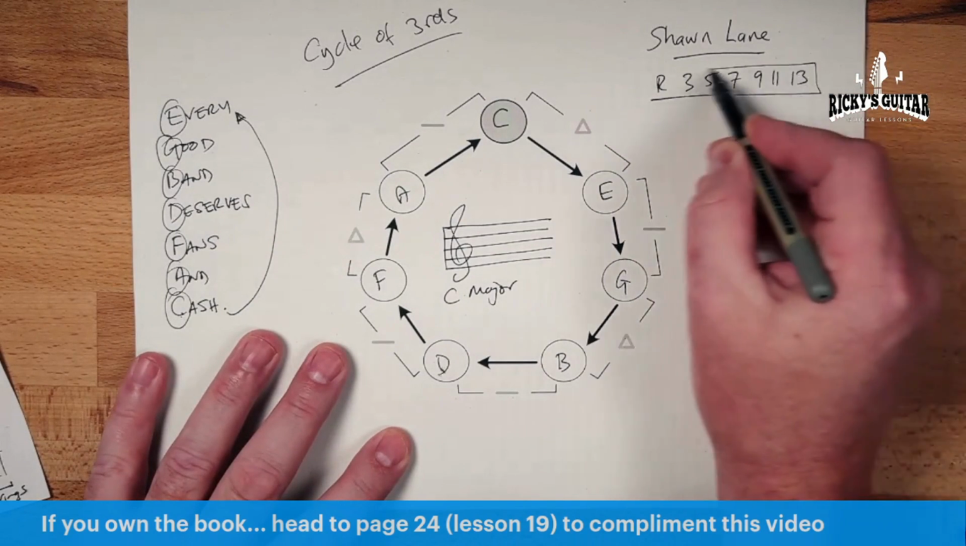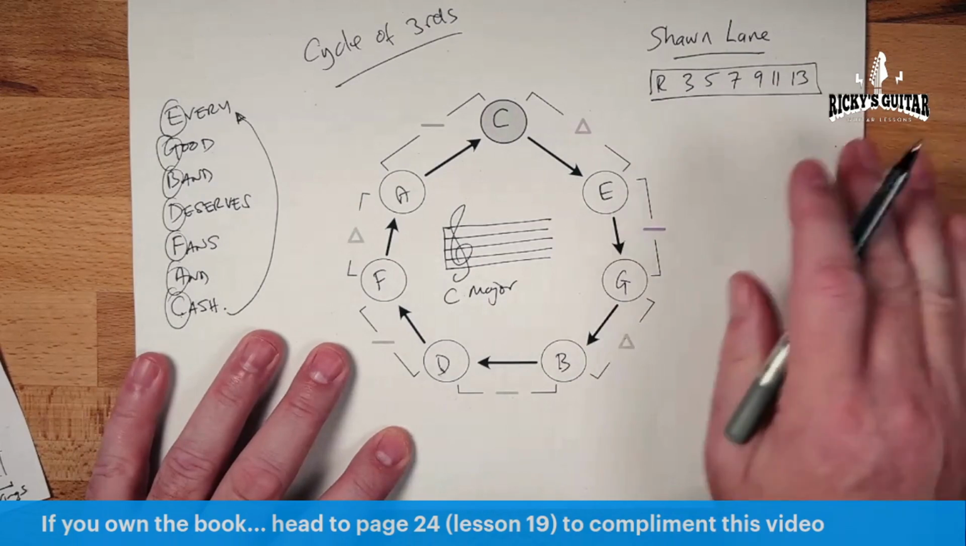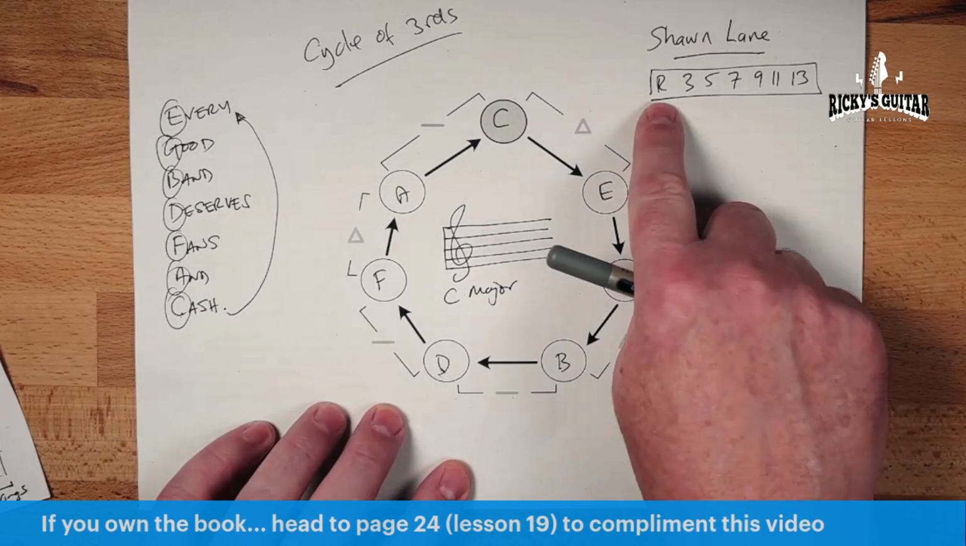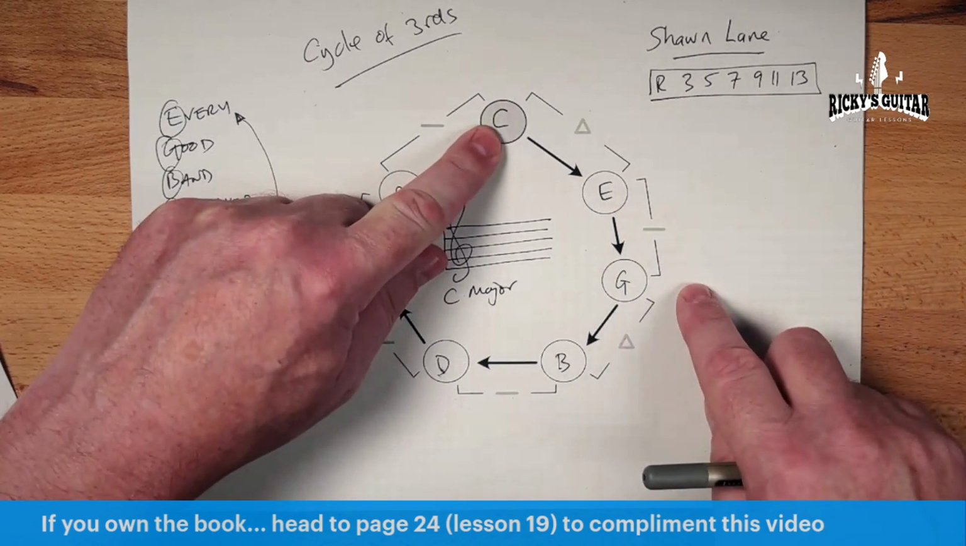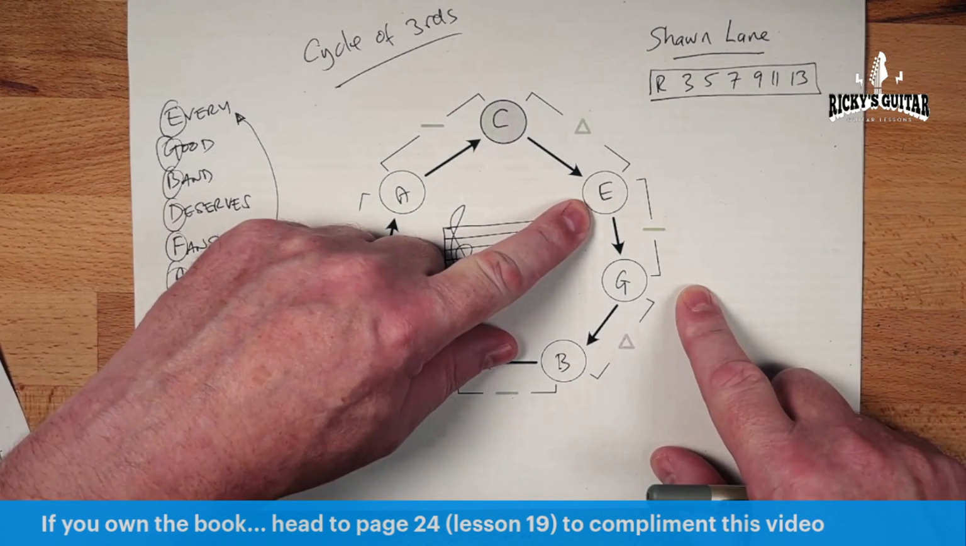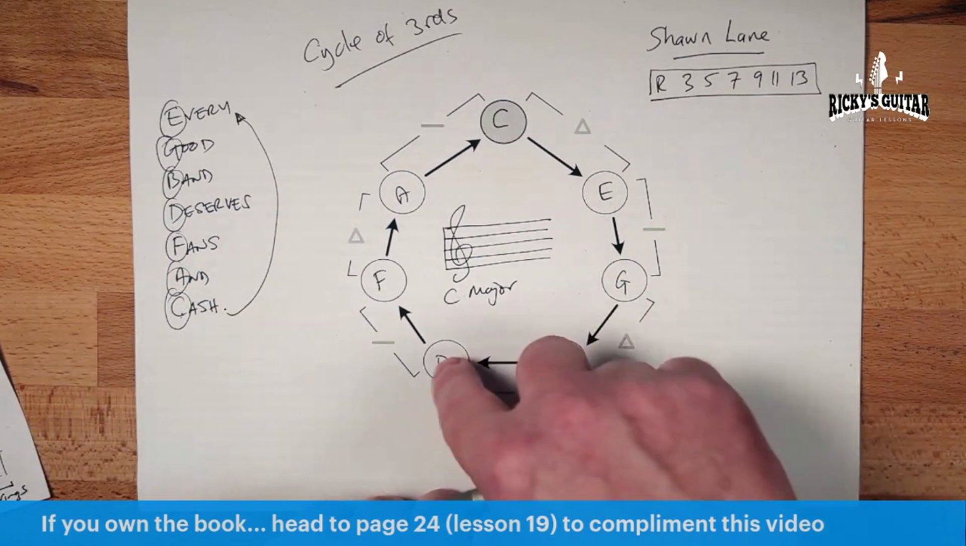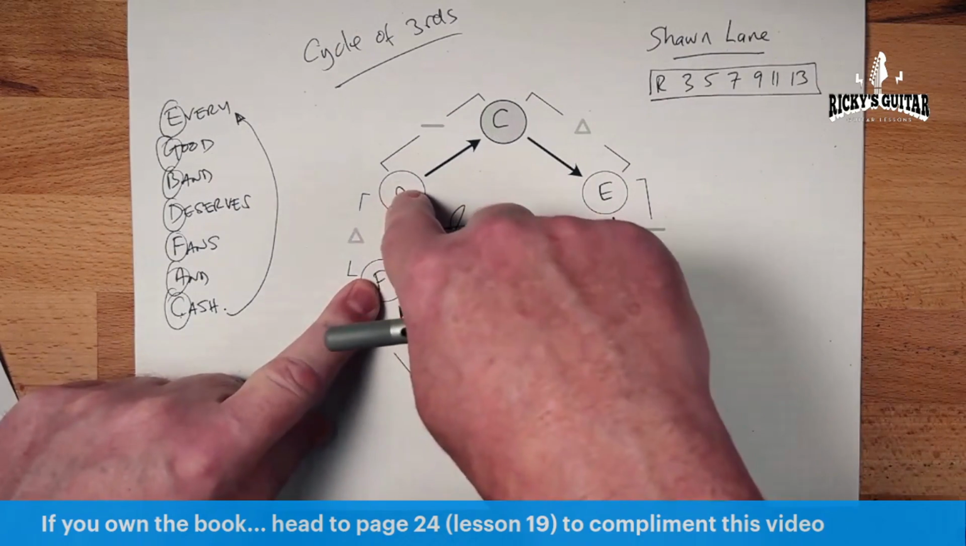That would be if it was major. You put any sharps or flats or anything else that you need in there. Root, third, fifth, 7, 9, 11, 13. If I start here, this is the root of the C major chord. This is the third. This is the fifth. This is the seventh. This is the ninth. This is the 11th. This is the 13th.